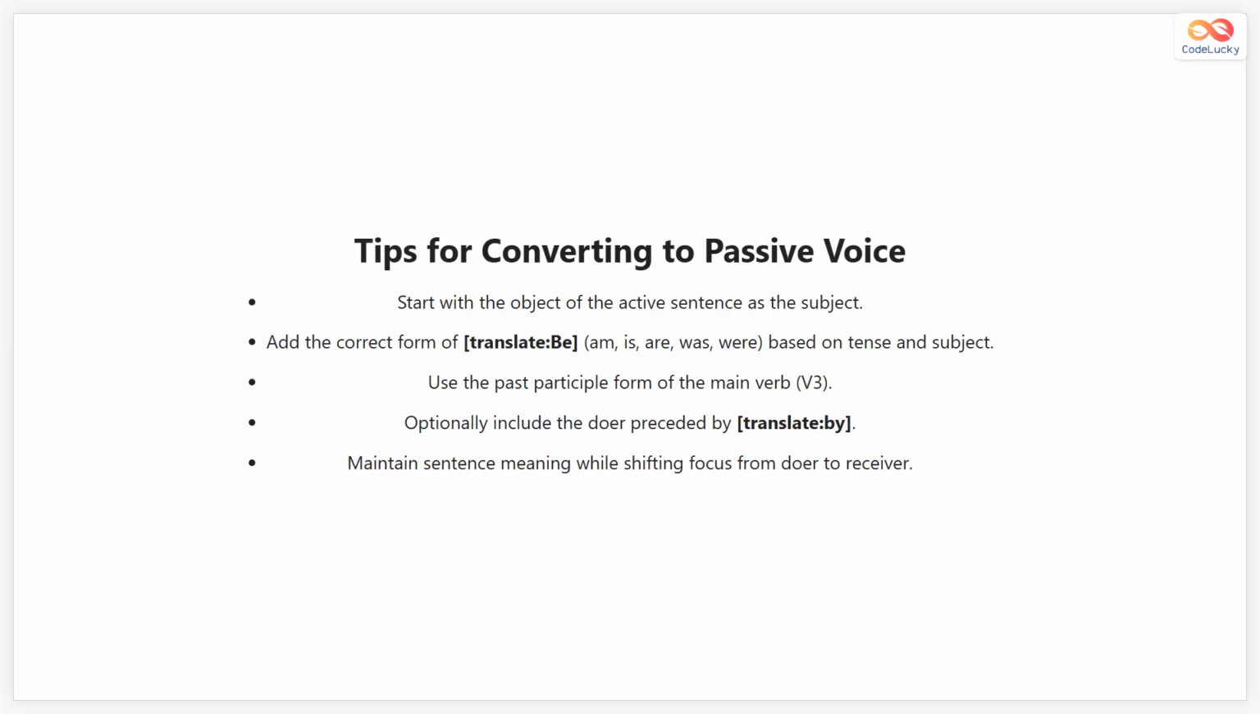When converting active sentences to passive, start with the object of the active sentence, making it the subject of the passive sentence. Then, add the correct form of the verb be according to the tense and subject. Use the past participle form of the main verb. You can include the doer by using "by," but this is optional. Always keep the meaning clear while shifting the focus.